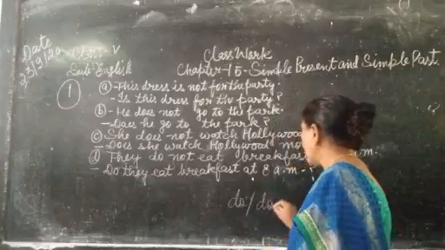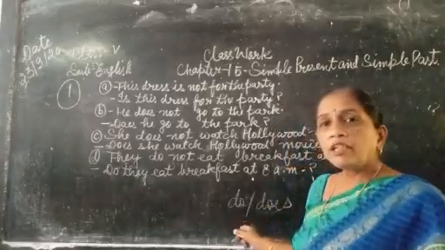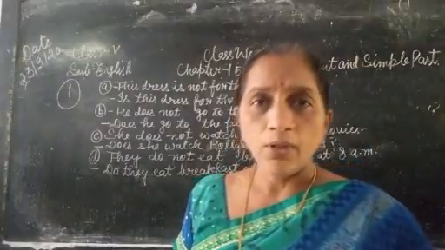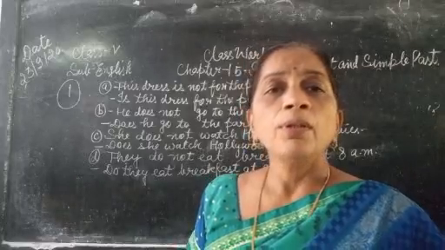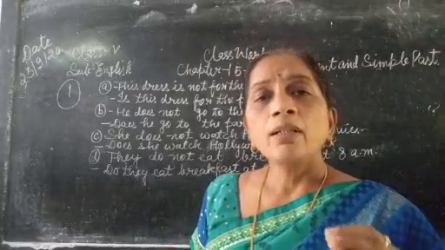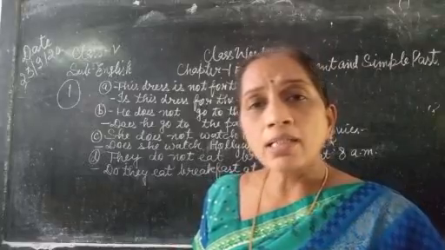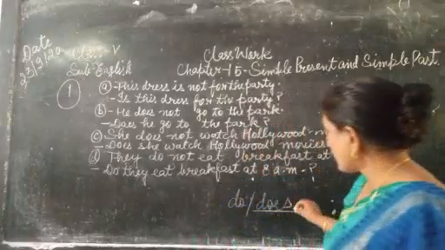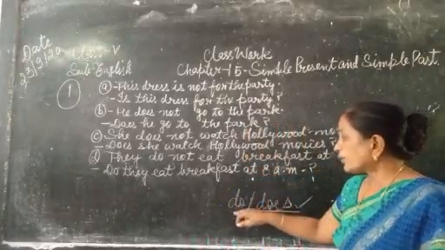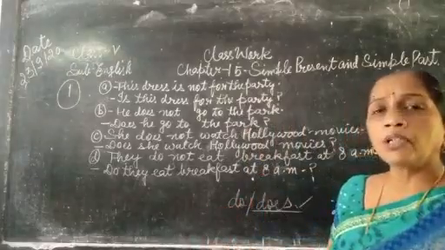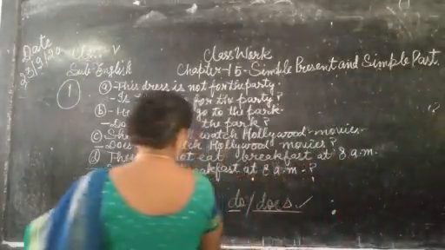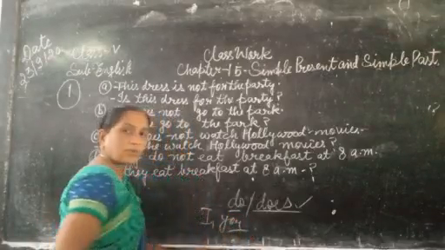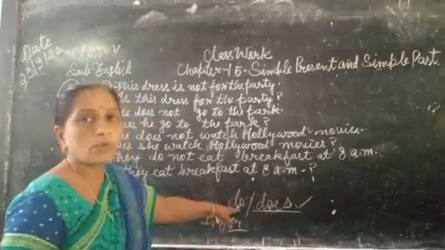Do and does. Helping verb does is used while making the negative of singular nouns, and do is used with all the plural nouns, I and you, whether they are singular or not. With you, even if it is singular, do will come.